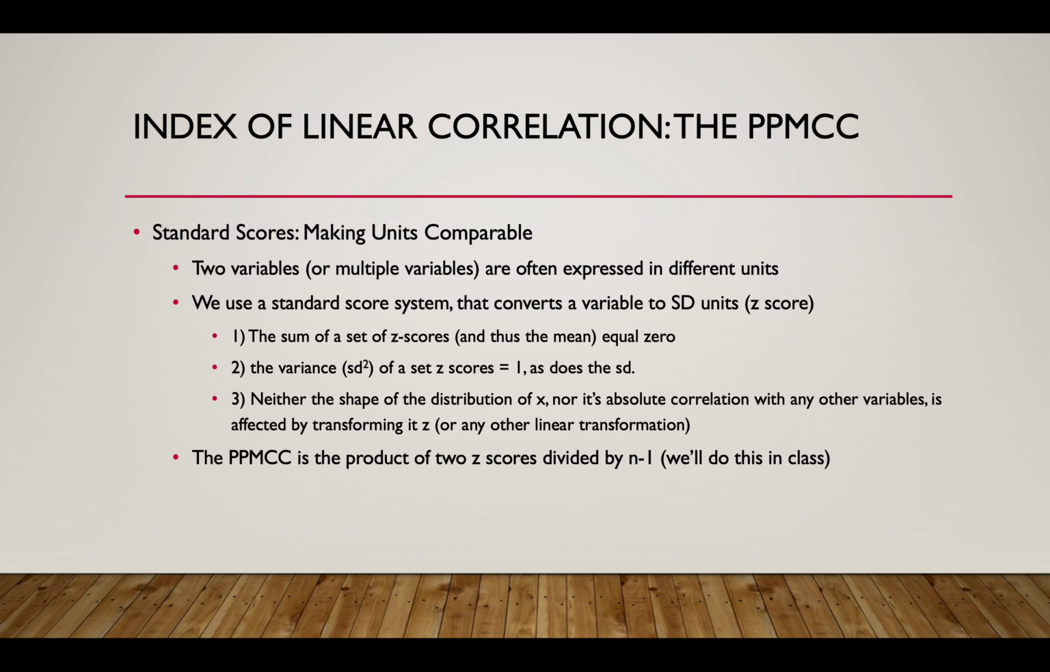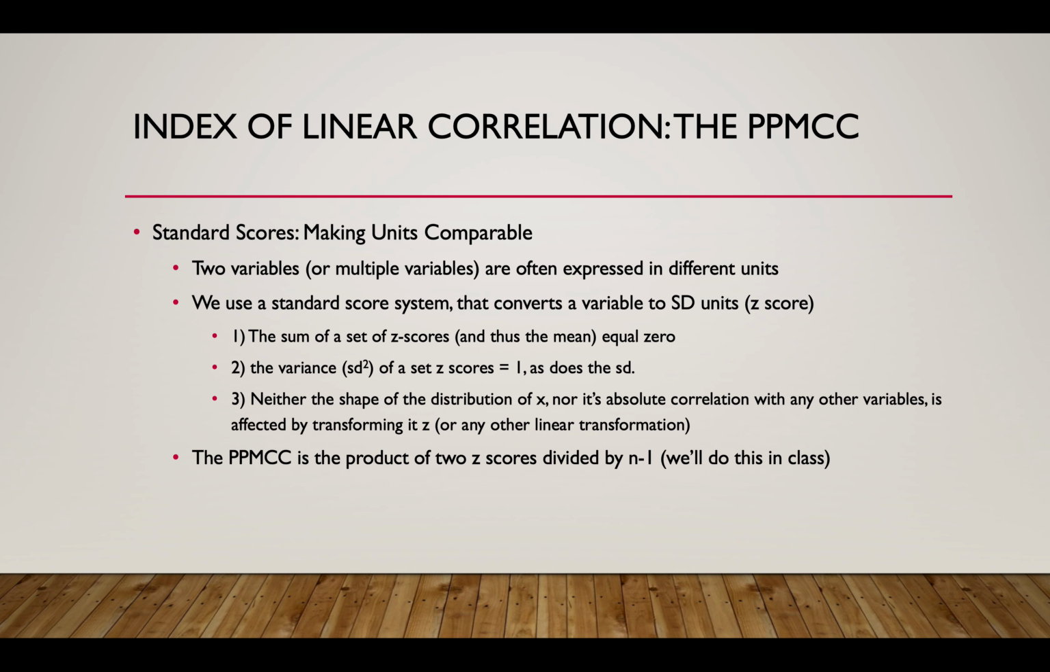Neither the shape of the distribution of x nor its absolute correlation with any other variables is affected by transforming it to z, or any other linear transformation. We'll talk about linear transformations that we can do. We also will wind up doing some nonlinear transformations to address issues associated with assumptions. Right now, we're not going to worry about that. Just know that a simple linear transformation, which means adding or subtracting a value from your distribution, or from your values of x, has no effect on the absolute correlation with other values.